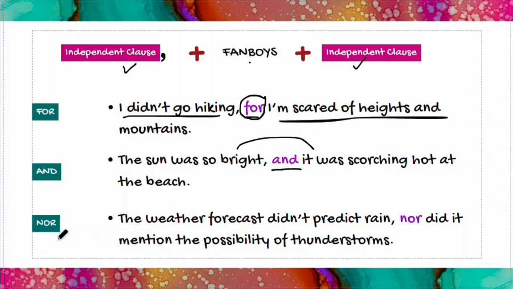Next we have nor. The weather forecast didn't predict rain, nor did it mention the possibility of thunderstorms. As I told you, when you use nor, the structure changes a bit. This one is a complete sentence: the weather forecast didn't predict rain. To make the second part a complete sentence, we just need to change it a bit. It didn't mention the possibility of thunderstorms would be the standalone sentence, but with nor, we just shuffle it a bit: nor did it mention the possibility of thunderstorms.